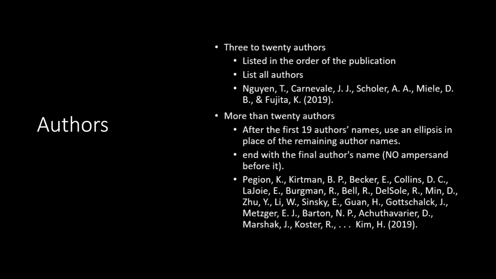If you have more than 20 authors, you're going to write out the first 19 authors' names, and then you're going to use an ellipsis, which is the 3 periods, in place of the remaining author names. And then you will end with that final author's name listed, but you do not have to put that ampersand symbol before it. And I've given you an example here. So you can see that we've listed out 19 authors. Then we have the ellipsis.